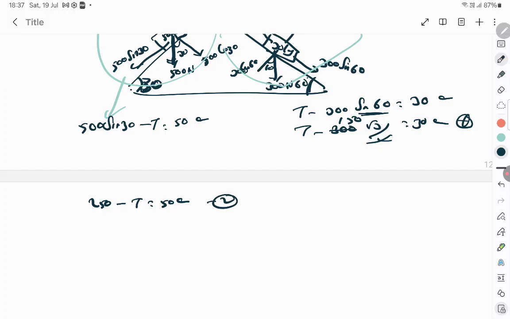You can equate both these tensions. You can find what T is from here and what T is from here, and thus get the acceleration, and you can substitute it in one of the equations to get the tension. I hope you're clear. Please try this sum.